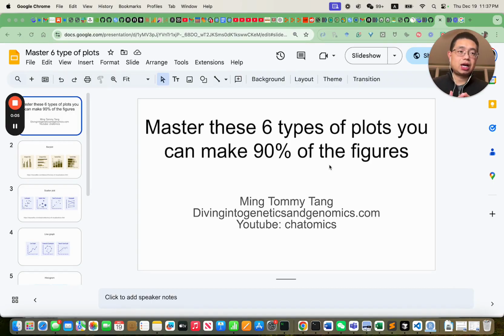In today's video, I'm going to show you if you master the 6 types of plots, you can make 90% of the figures in any genomics paper. I have talked about this many times.